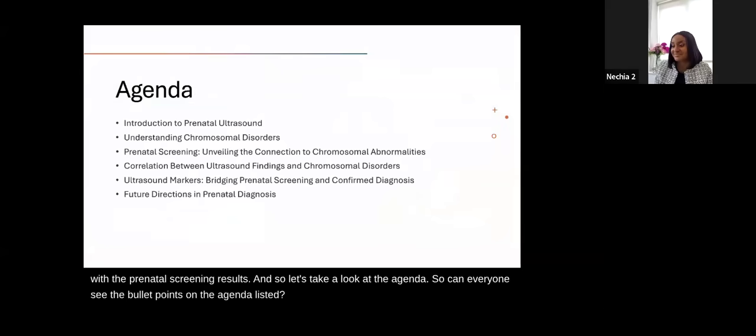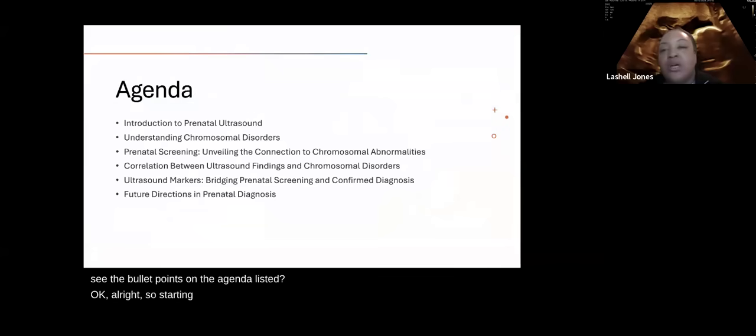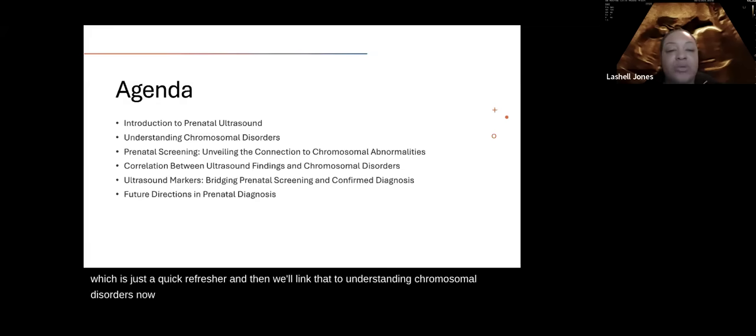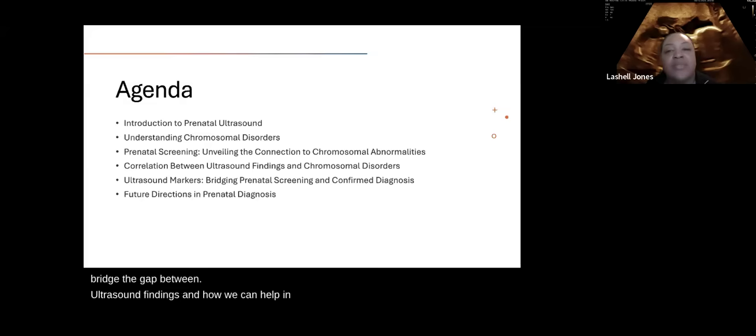All right. Starting, we're going to go over just a quick intro to prenatal ultrasound, which is just a quick refresher. And then we'll link that to understanding chromosomal disorders. Now, from there, we'll discuss prenatal screening, unveiling the connection with the ultrasound and the chromosomal disorders that we'll be discussing. And we're going to bridge the gap between our ultrasound findings and how we can help in the diagnosis that we're finding on the prenatal screenings.